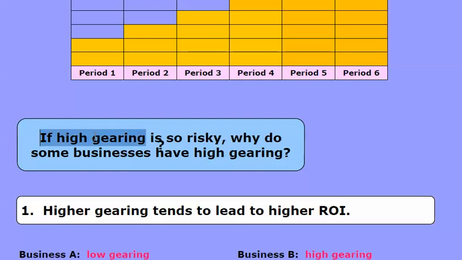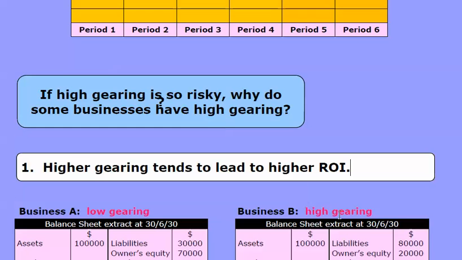So if gearing, high gearing, is so risky, why would some businesses have high gearing? There are a couple of potential benefits associated with high gearing. One of them is that higher gearing tends to lead to a higher return on owner's investment. And ROI, as we know, is a key indicator of profitability. So higher gearing does tend to lead to a higher rate of return on owner's investment.